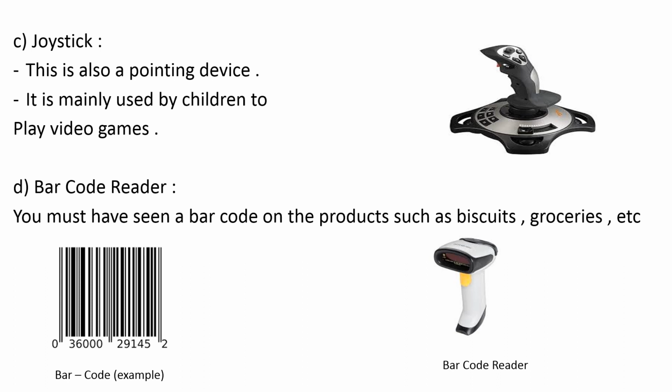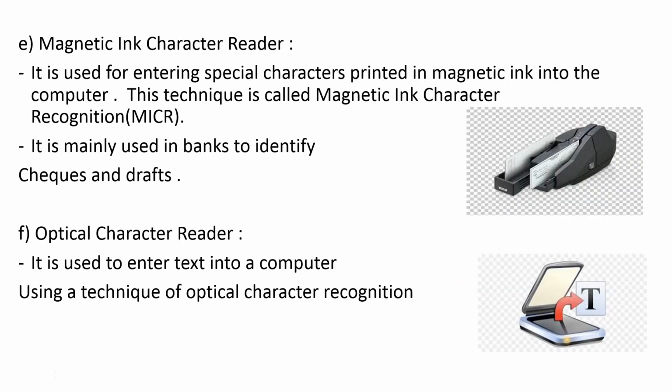Now we are going to study another input device. The next input device that we are studying is the magnetic ink character reader. It is used for entering special characters printed in magnetic ink into the computer. This technique is called magnetic ink character recognition. It is mainly used in banks to identify checks and drafts.